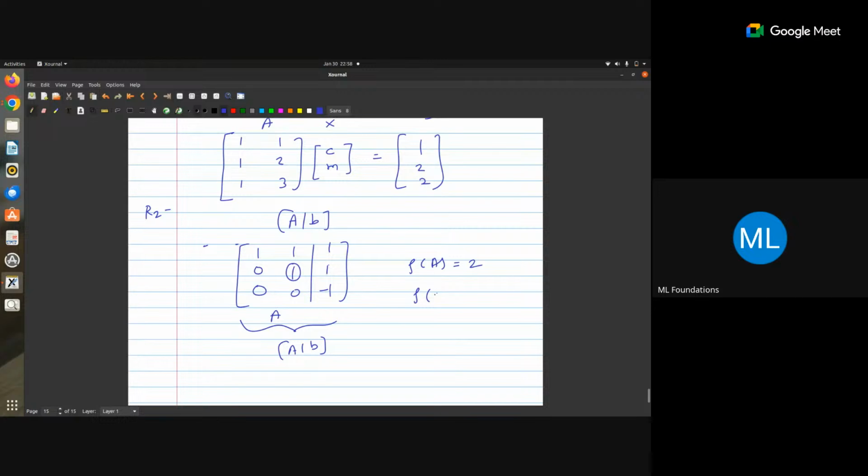Then the rank of A augmented B will be 3, and these two are not equal, and that means it is not solvable, right? Then I cannot get these values of c and m.